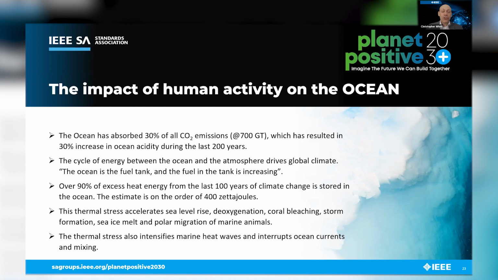So that thermal stress in the ocean has all kinds of wide-reaching implications. That's including sea level rise, deoxygenation, coral bleaching, increased storm formation, sea ice melt, polar migration of animals. It intensifies marine heat waves and also interrupts physical processes like currents and mixing.